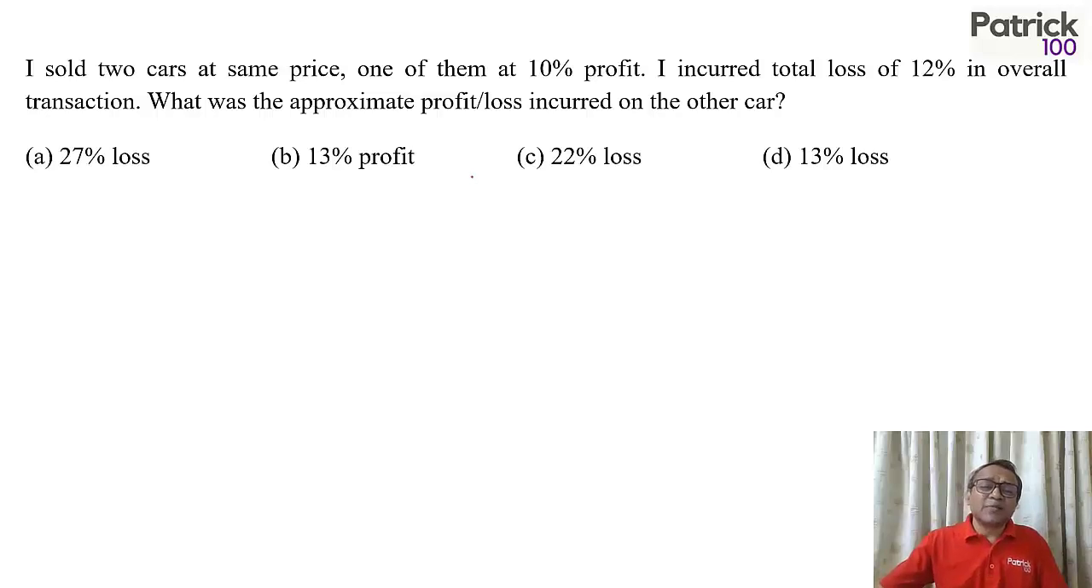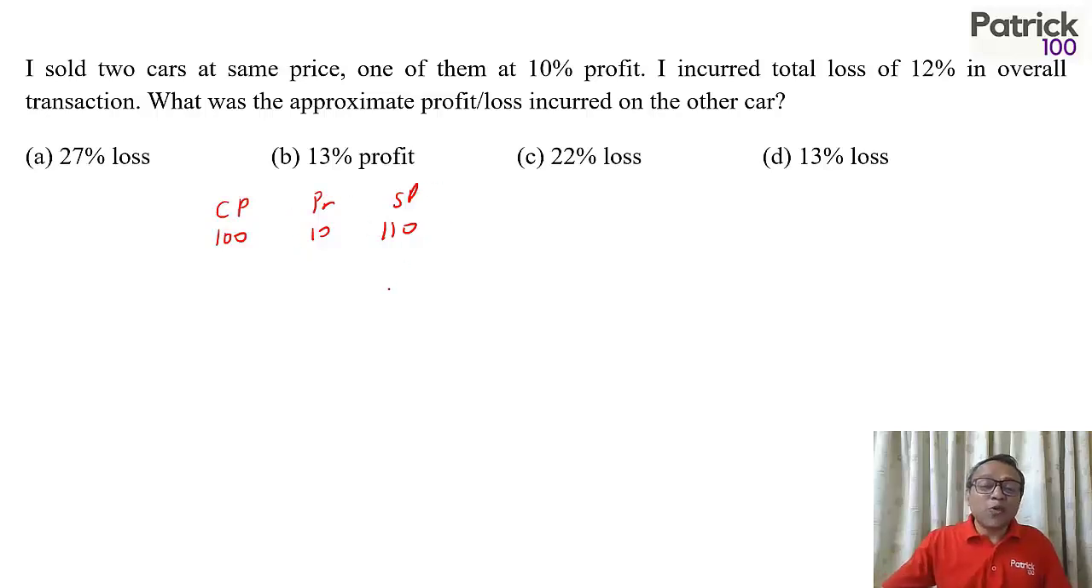Two cars at the same price, one at a profit of 10%. So normally a good way is starting with a cost price of 100. Let the cost price of the car on which I made a profit be 100, right? Then the profit will become 10, so the selling price will become 110. So cost price is 100, profit is 10, so selling price becomes 110.